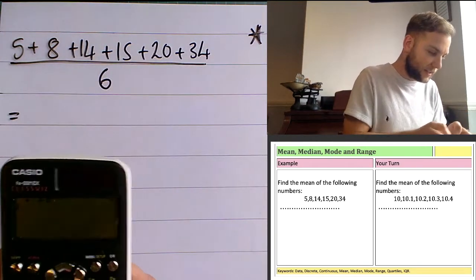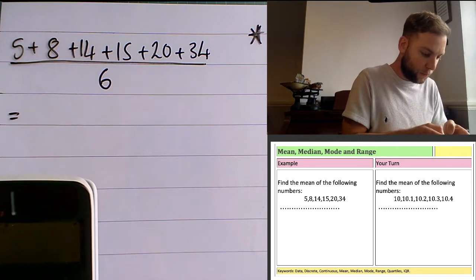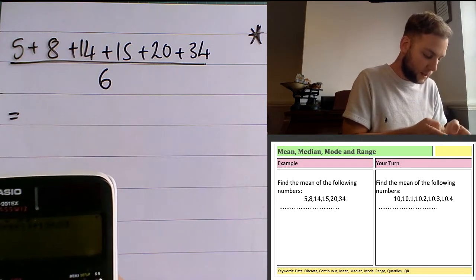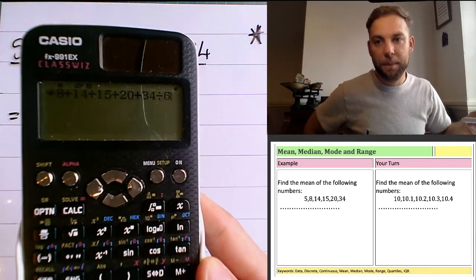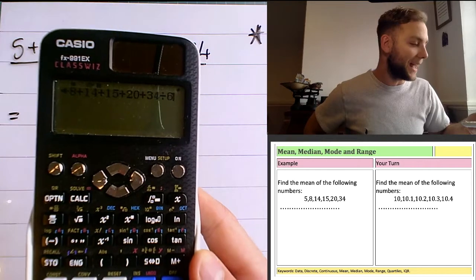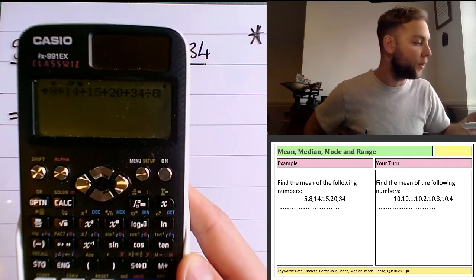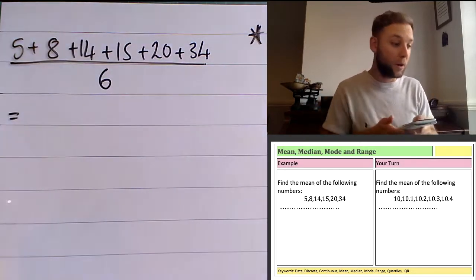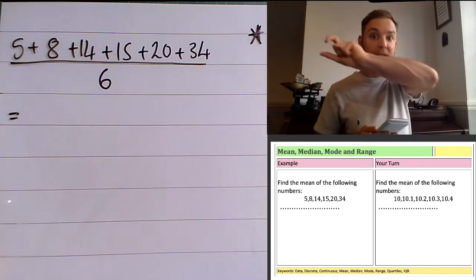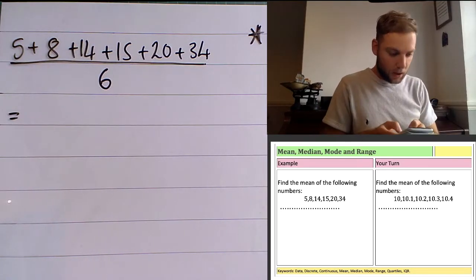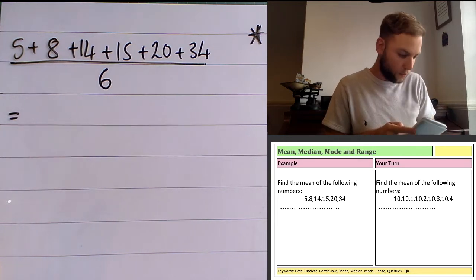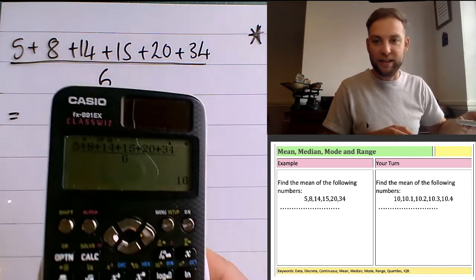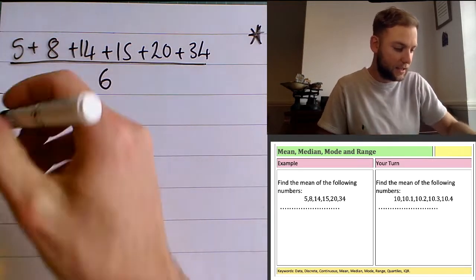Now there is a reason for that, because if I go 5 plus 8 plus 14 plus 15 plus 20 plus 34 divided by 6, notice what the calculator does, it just does that last part. It does 34 divided by 6. So we want to make sure we're using the fraction button, so we're dividing all of this by 6. So it's 5 plus 8 plus 14 plus 15 plus 20 plus 34, all divided by 6, which is equal to 16 in this case. Okay, so that first one is 16.